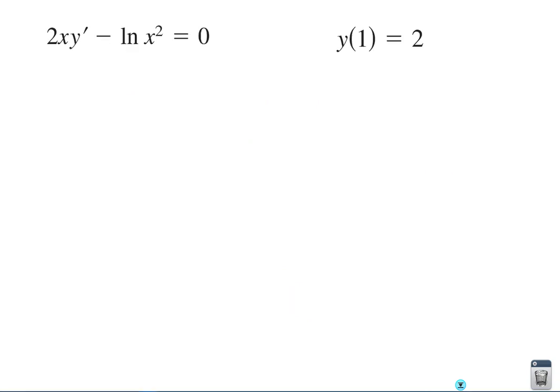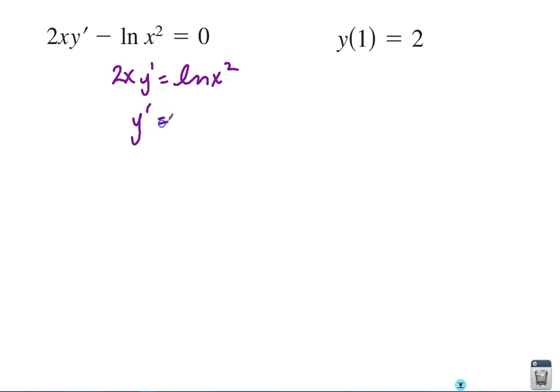Let's do one more. Again, I would go ahead and try this one on your own. Now, this time we are going to get the particular solution because they're giving you the initial condition that y of 1 is 2. Pause the video, try it on your own, see if it works. If not, come right back, keep on watching. Okay, so hopefully you paused it, now you're back. So I'm going to get y prime by itself. So 2xy prime is going to be equal to natural log of x squared.